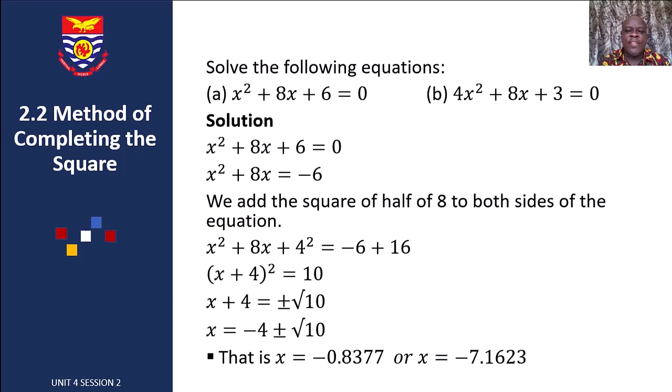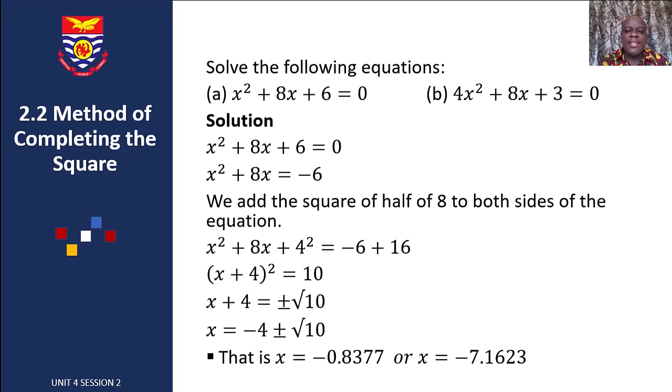So the first thing we will do is to move the constant term from the left-hand side of the equation to the right-hand side of the equation so that it becomes -6. And so the new equation reads x squared plus 8x is equal to -6.